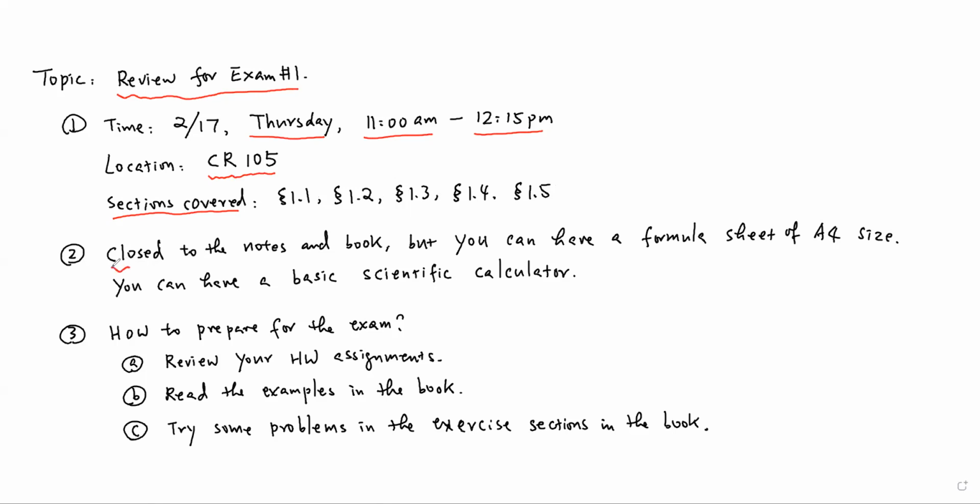This exam is closed notes and closed book. But you can have a formula sheet, A4 size. You can write anything you think is helpful for the exam on both sides of the formula sheet. And also you can have a basic scientific calculator. Suppose your calculator cannot compute, say, a matrix times a vector, right? Very basic.